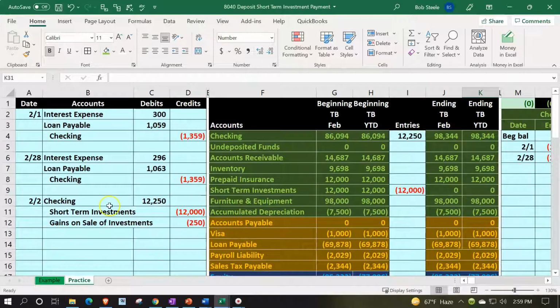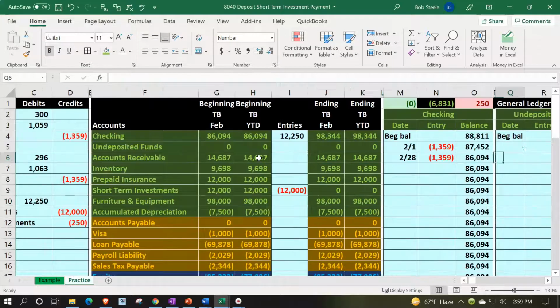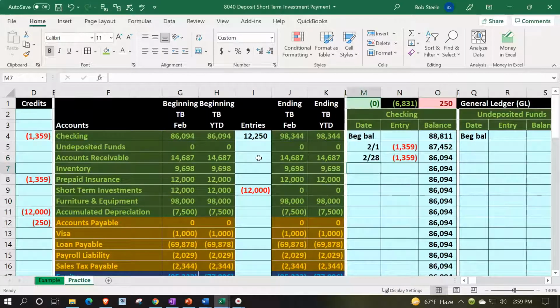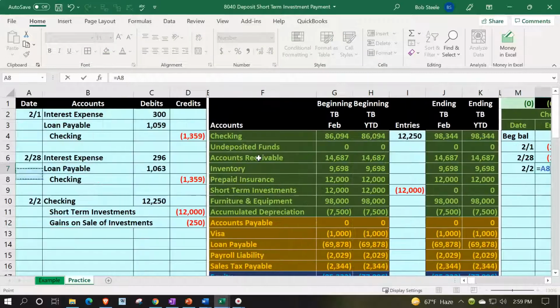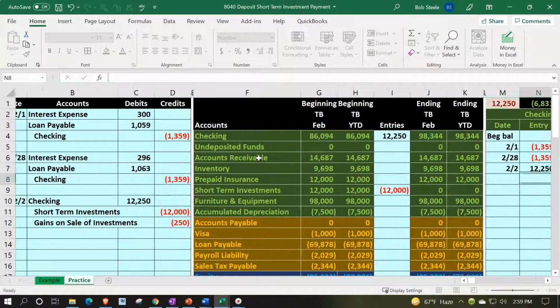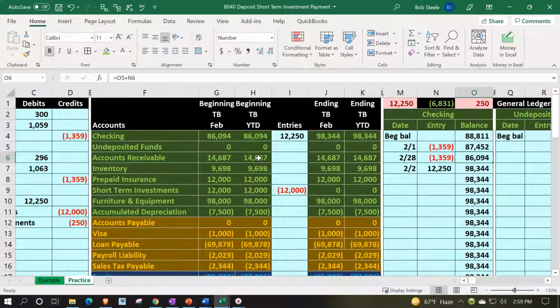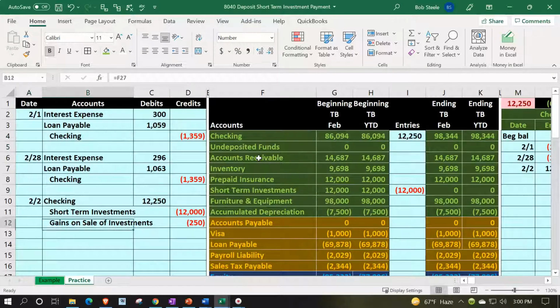Let's post it on out to the GL now. We got the checking account. Checking account GL is right here. We're on M7. We're going to say this happened on 2/2. So in N7 equals, we're going to be picking up that 12,250. Balance at the 86.94 plus the 12,250 to the 98,344. 98,344 matching what's on the trusty TB.